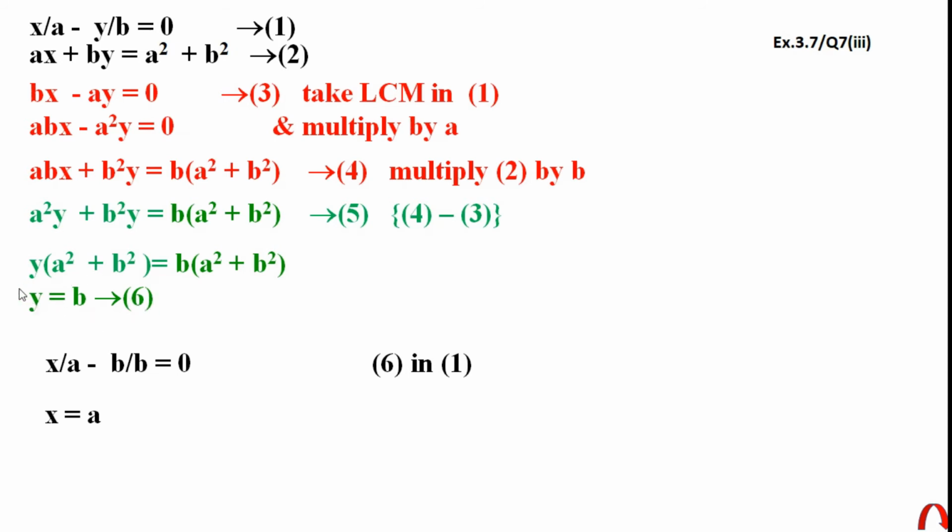Now this value of y equal to b can be put in equation number 1. When we do that, it becomes x upon a minus b upon b is equal to 0. B upon b is 1, so it becomes x upon a minus 1 equal to 0. Minus 1 goes that side, becomes plus 1, so x becomes equal to a. So the solution becomes x equal to a, y equal to b.